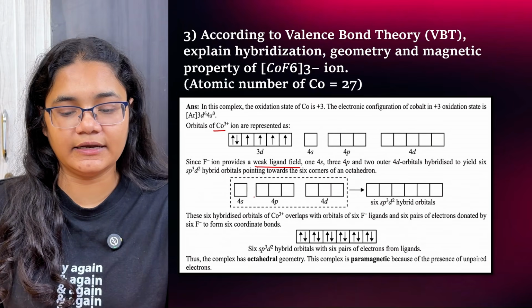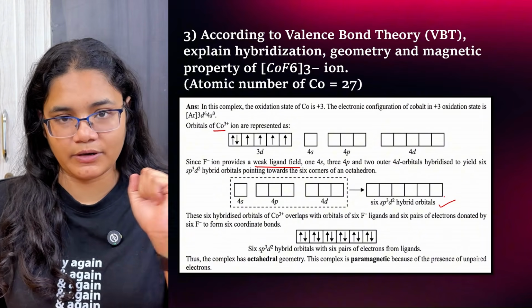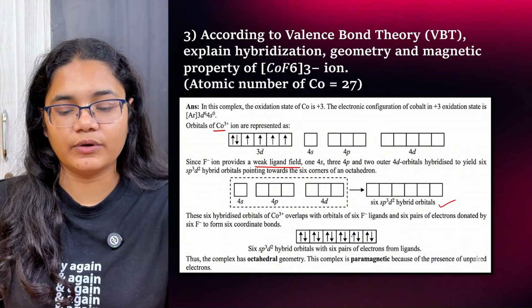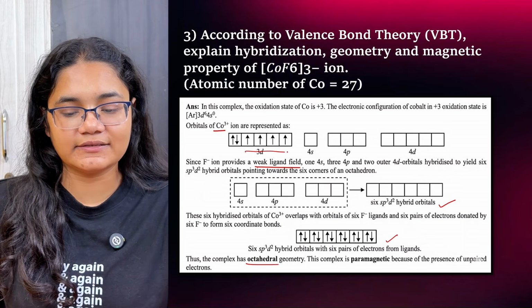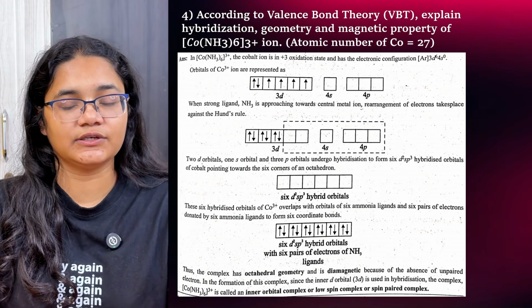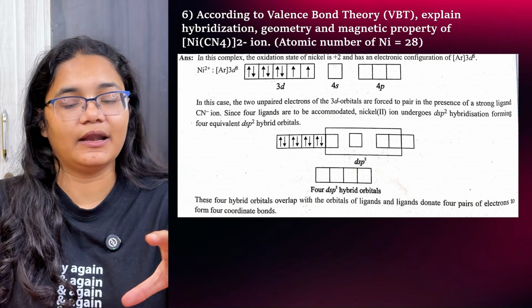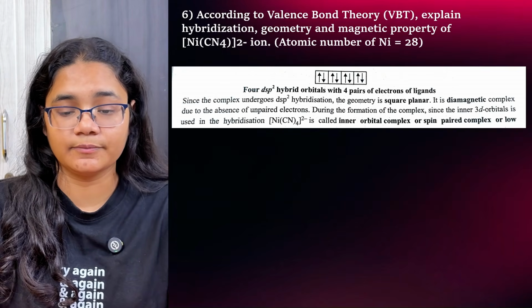So sp3d2 orbitals undergo hybridization to give you 6 sp3d2 hybrid orbitals, where the fluorine can donate the electrons to form an octahedral geometry. And since the metal has unpaired electrons, this is paramagnetic in nature. Similarly, you have for [Co(NH3)]NiCl4 and Ni(CN)4. You have to practice these 4 compounds. Any one will be asked in the examination.